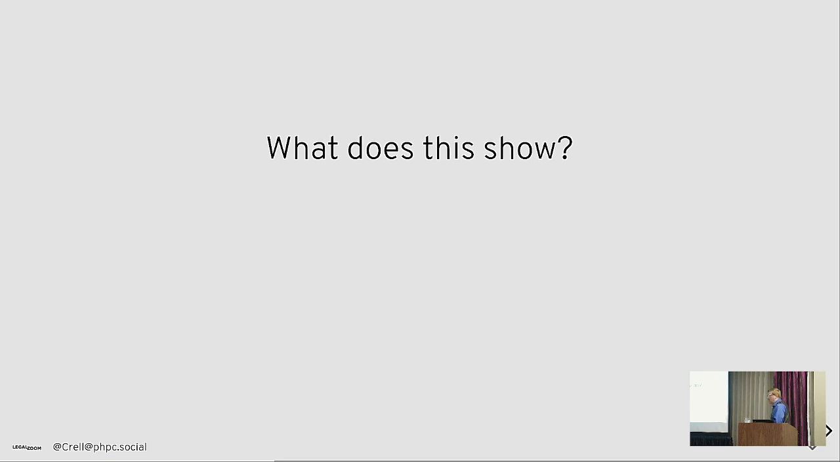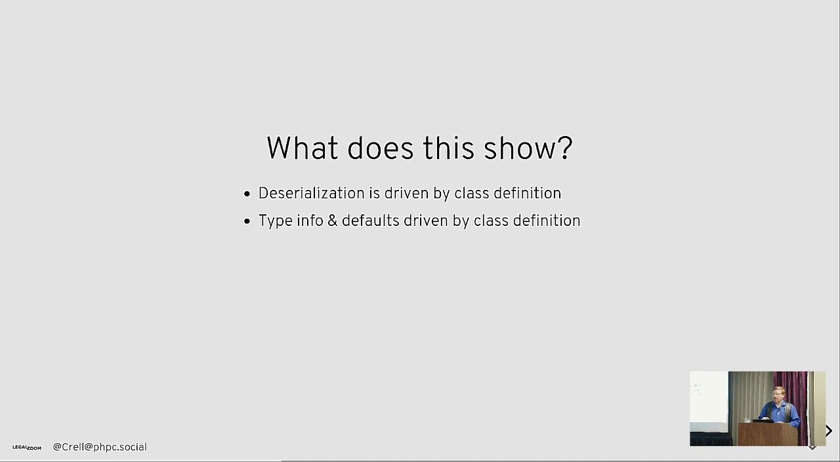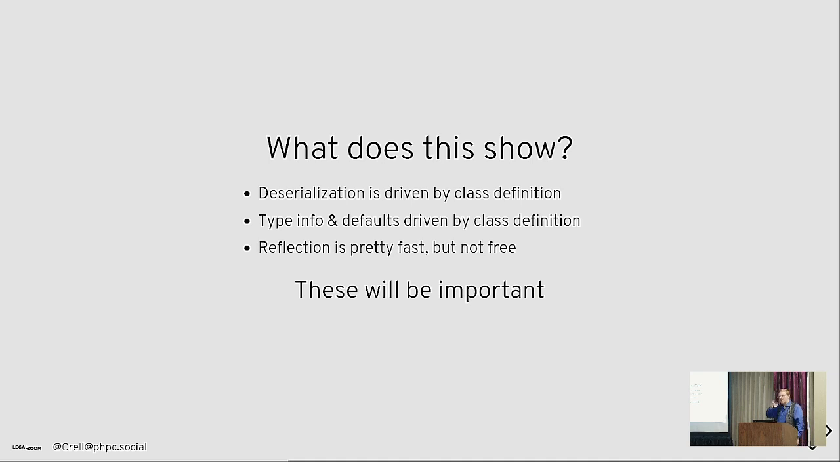What does this show? What can we learn from just this simple example? Deserialization is driven by the class definition. Not the incoming data, it's driven by the PHP class. Type information, defaults, all of this information is driven by the class. And also say reflection, it's not free, but it's pretty fast. Reflection gets a bad rap for being horribly slow. If you're smart with it, it's not that slow. These are all going to be important when we do a larger version.